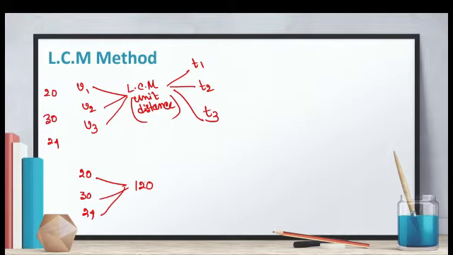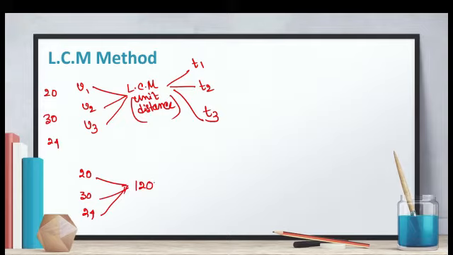Now, why are we taking the LCM of these three? We are taking the LCM to ease our calculation. We need a number which is divisible by these three numbers, 20, 30 and 24. And we know LCM is the least common multiple. So if we take this LCM, it will be easy to solve. So now 120 is the LCM, that is the unit distance.